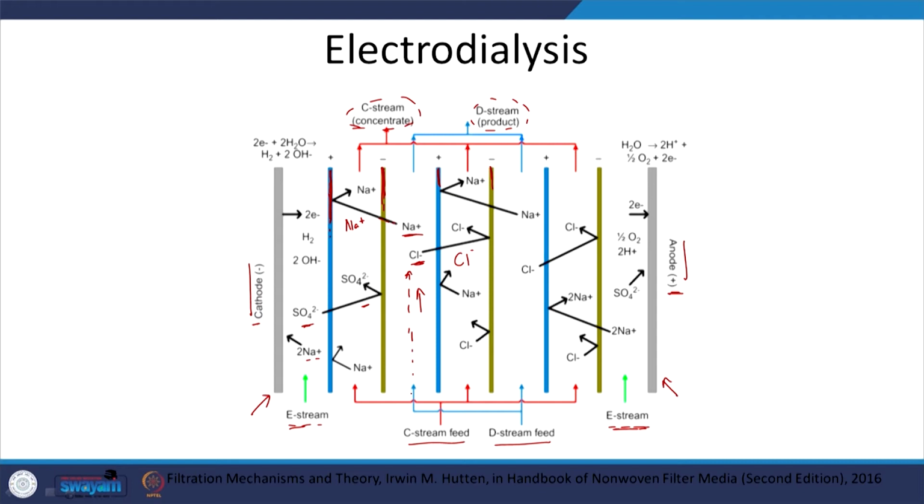So, thus you are going to have alternating, what do we say, membranes or ion specific membranes, and you are going to have potential, and you are going to have a stream where the concentration of the ions is relatively high, that is the reject stream, and another stream where the concentration of the ions that you want to remove is relatively less. So, some aspects, when will this work fine?